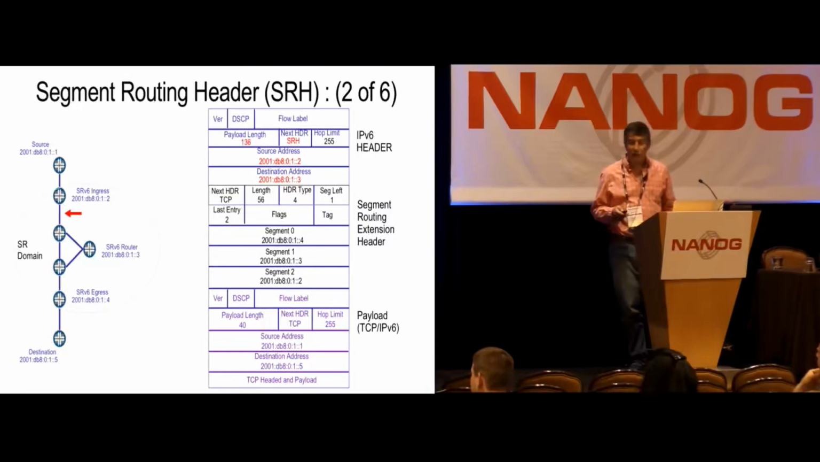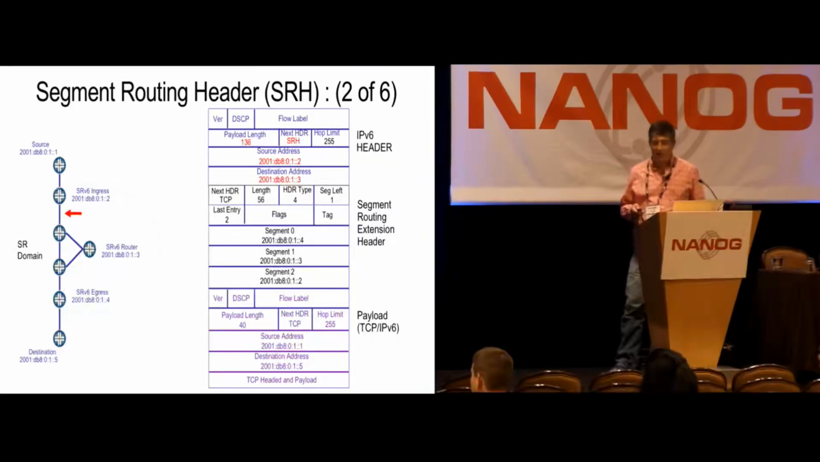The next header is no longer TCP. It's now segment routing extension header. The source address is this node, the ingress, the SR ingress. And the destination isn't the SR egress, it's the end of the segment that we're on at the moment. Now, take a look down here at the segment list. The segment list has on it number 3.